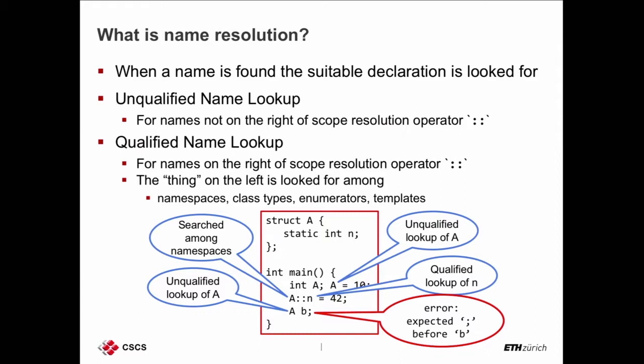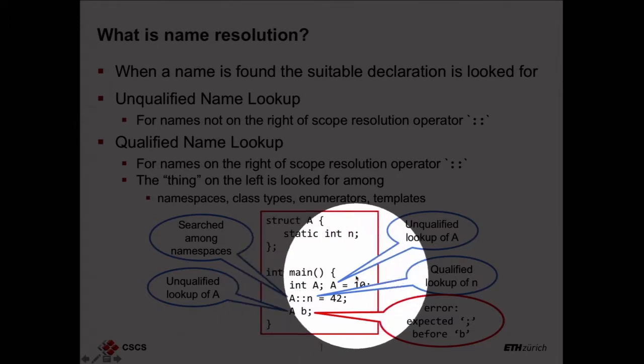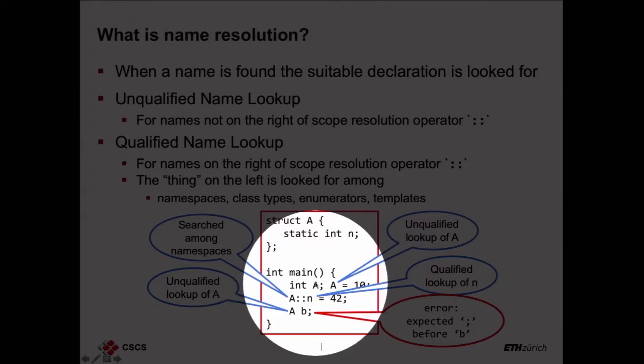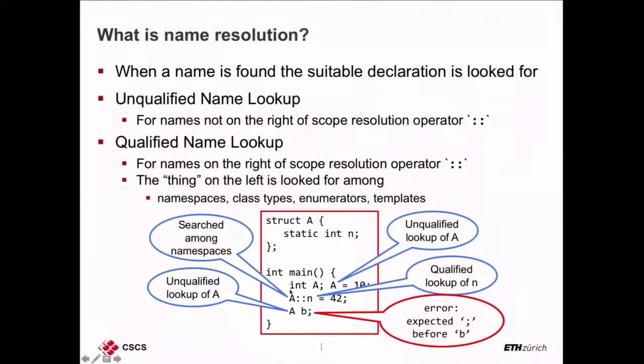Clear? So we have qualified lookup when it is on the left of the symbol, unqualified when there is no such symbol, and the compiler can get confused because unqualified lookup means something else than colon colon. When it's colon colon, it goes to namespaces and classes and looks among those for what matches.